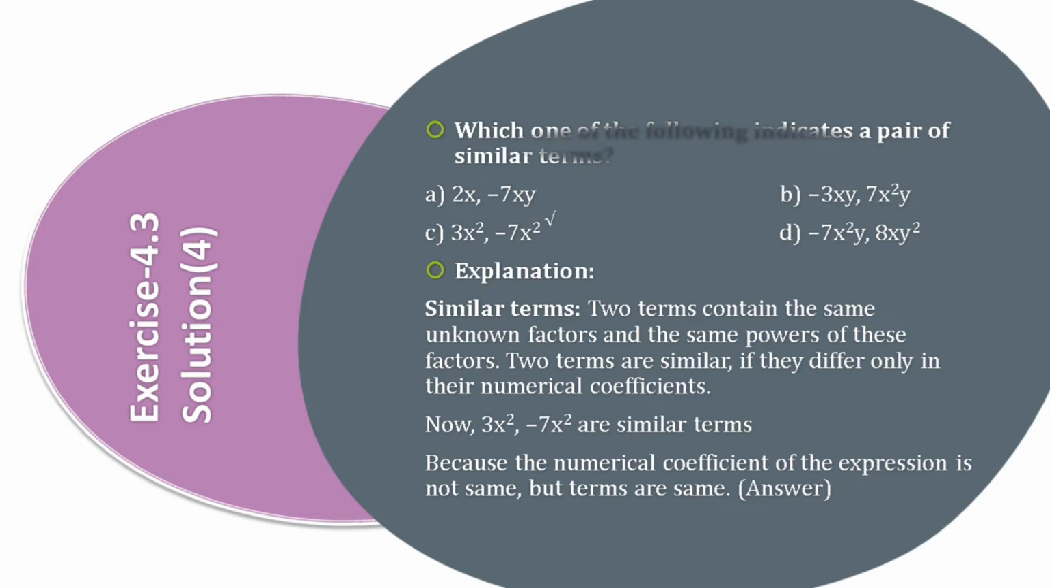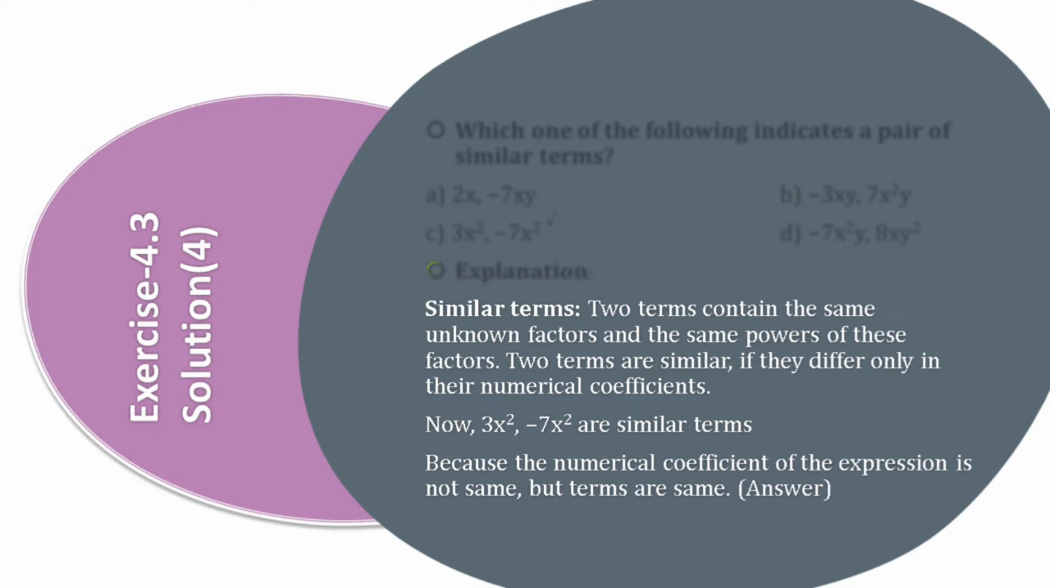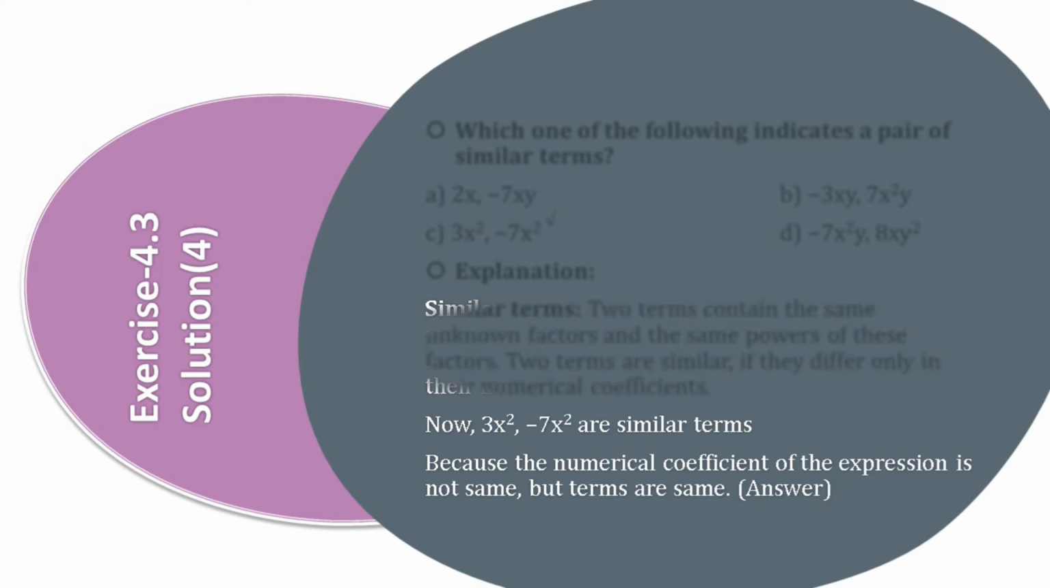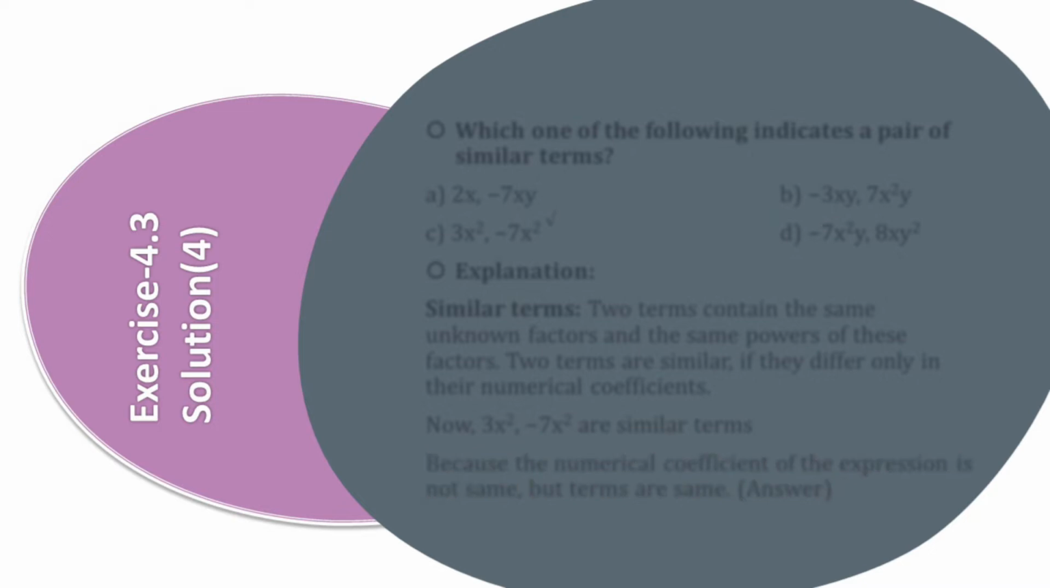So this is question number 4. And as you know, for similar terms, two terms contain the same unknown factors and the same powers of these factors. Two terms are similar if they differ only in their numerical coefficients. So 3x square comma minus 7x square, here x square and x square, they are the same. That's why they are similar terms.